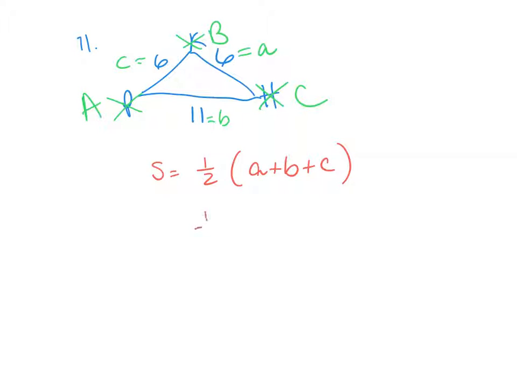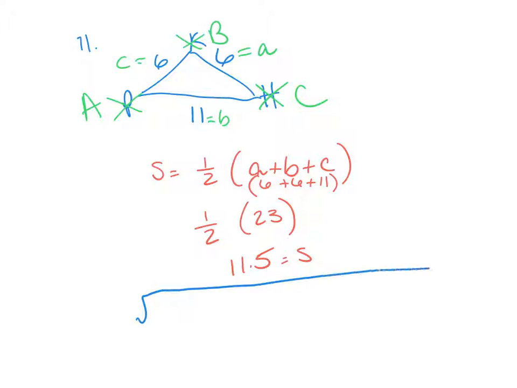So that's going to be 1/2 of 12 plus 11, which is what, 23? Which is 11.5. So that's going to be S. Everybody see that S is 11.5? When we find S, this has a radical on it, so we're going to be careful, and we're going to key in the guts of the radical first. So it's going to be 11.5 times 11.5 minus 6 times 11.5 minus 6 again times 11.5 minus 11.